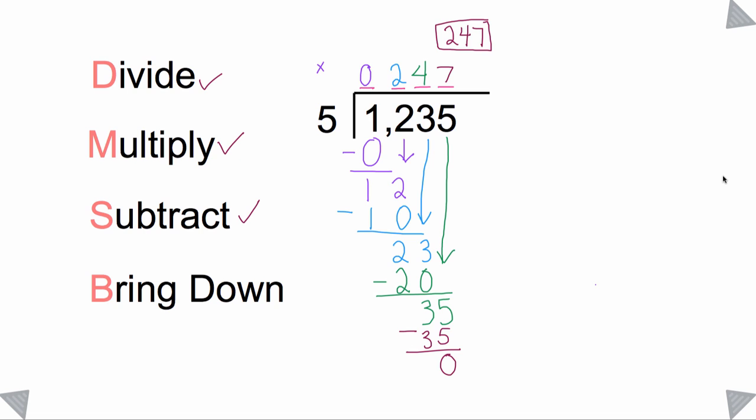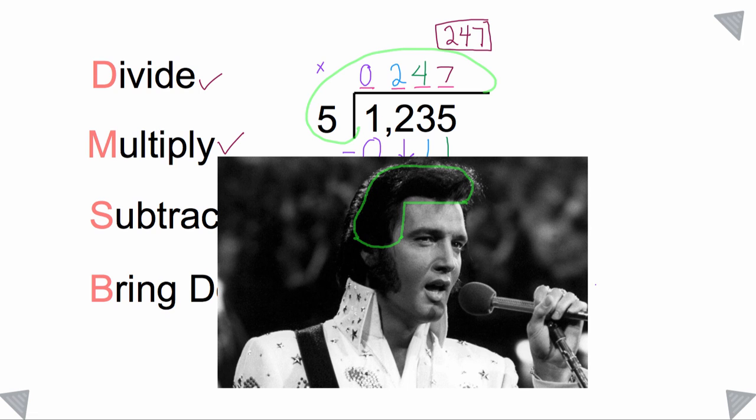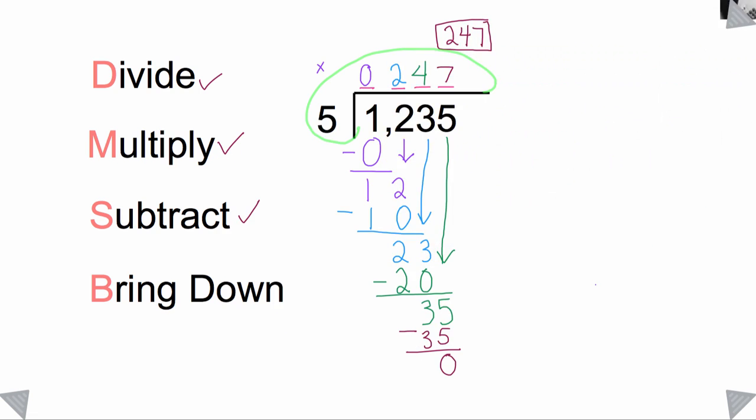Just to make sure, we need to check our work. To check our work, we say do Elvis hair. What we mean by that is that you need to multiply your divisor and your quotient. 5 times 247, and we should end up with our dividend 1,235. If you don't know what Elvis hair looks like, there it is. I think you could probably see the resemblance. All right, let's get to checking.